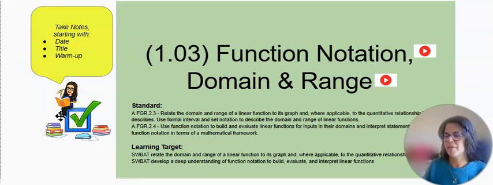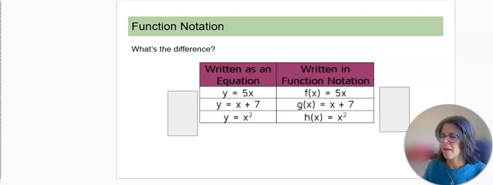The first part of this lesson is on function notation, and the second part will be on domain and range. If you look at the two columns, you'll see that the equations in the left column are written in regular notation that you're used to, with an x and a y. The right column is written in function notation. What's the difference?